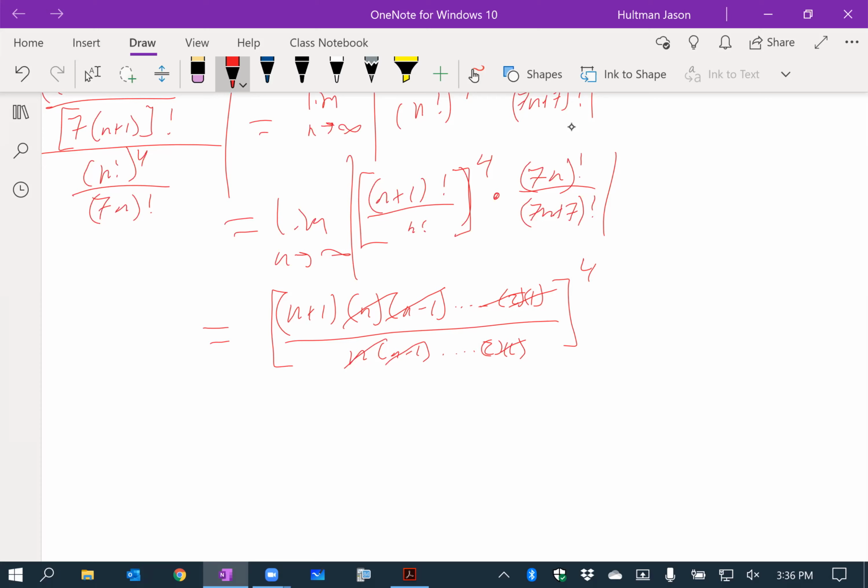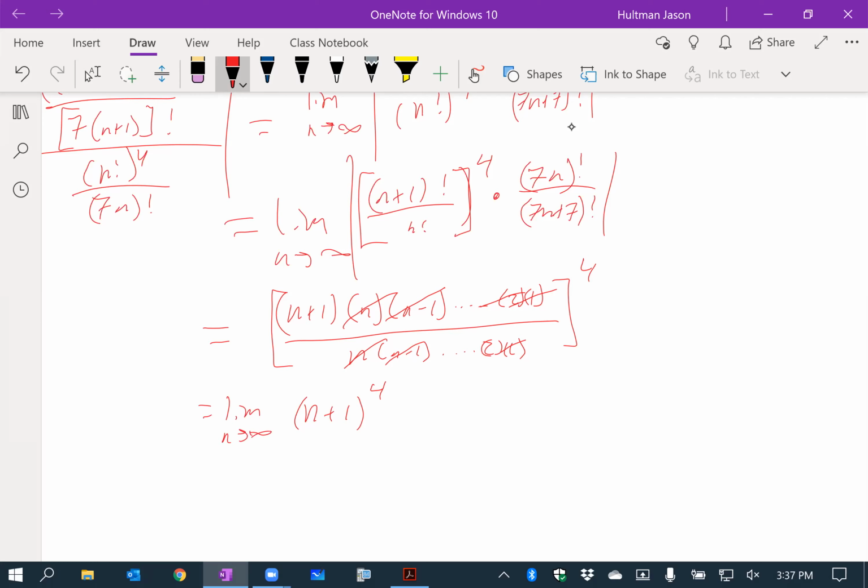Okay. So this becomes n plus 1 to the fourth power. Okay, limit, right, as n goes to infinity. Okay, and then this is going to be 7n.